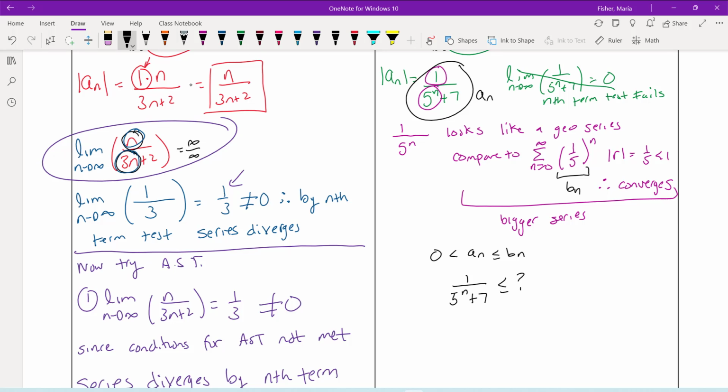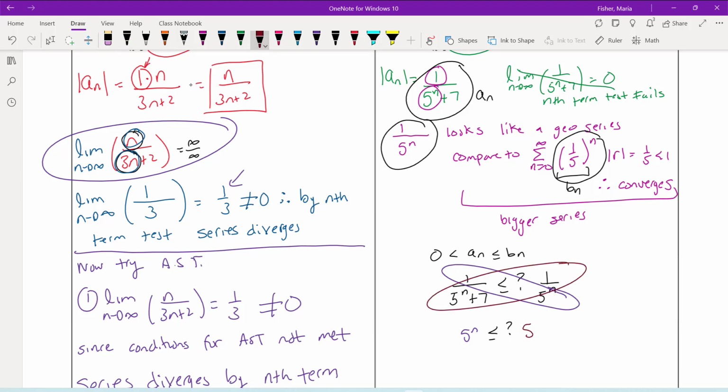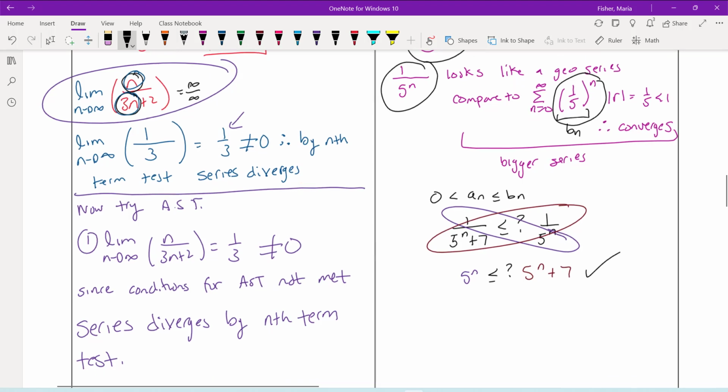Is that less than or equal to? Well, instead of writing it as 1/5 to the n, I can write it as 1 over 5 to the n. If I cross multiply, I get 5 to the n. Is that less than or equal to 5 to the n plus 7? Yes, that's true. Therefore, by the direct comparison test, our series converges, but remember, we took its absolute value to converge, so we're going to say that our series converges absolutely.